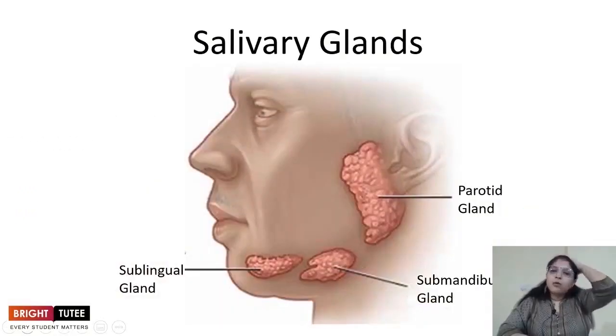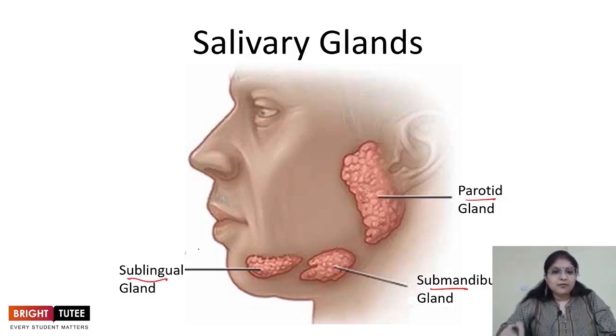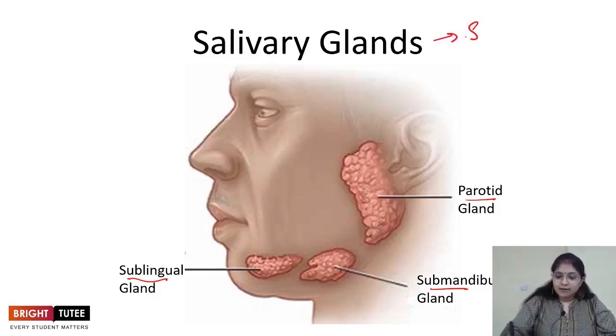So our body has three basic salivary glands. You don't need to remember their names. It's just for your information that you have three salivary glands: parotid, submandibular gland, and sublingual gland. So these are the three salivary glands that are present near your mouth, right? These are present outside the buccal cavity, but what they release is saliva, right?